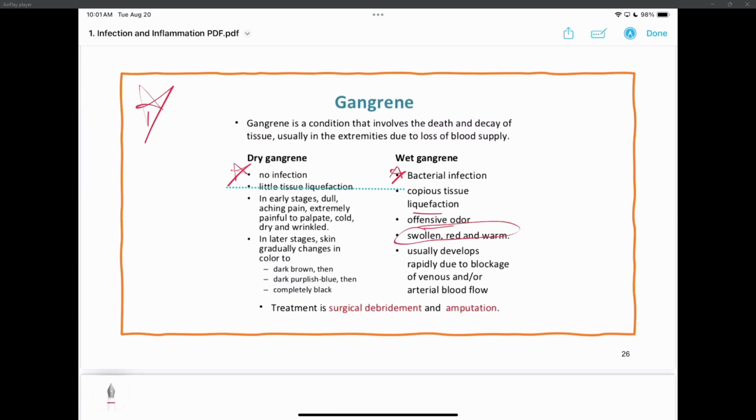The treatment for both of them is the same: surgical debridement and amputation, depending on how bad the gangrene has become. But you have to debride it, you have to get rid of that dead tissue and the signs of infection, wash all that out, and then depending on how severe the gangrene is, they may need amputation.